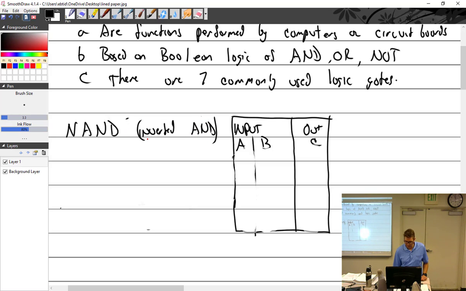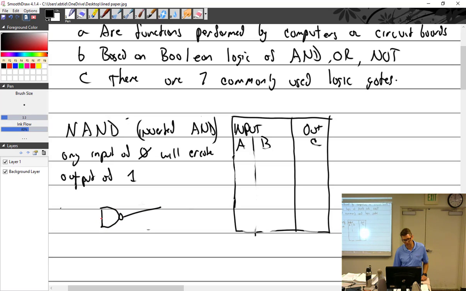Inverted AND. Any input of 0 will create an output of 1. And the NAND, it's not terribly difficult. Is it both inputs are 0? If both inputs are 0? Any input of 0 will create an output of 1.